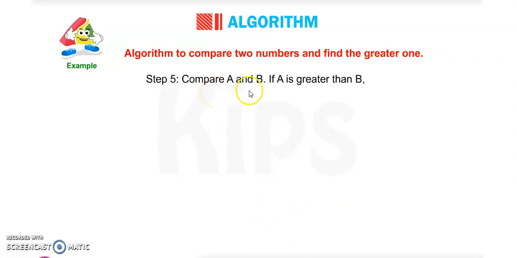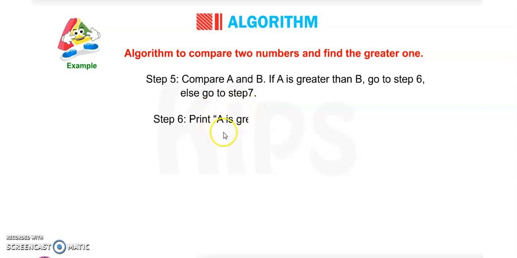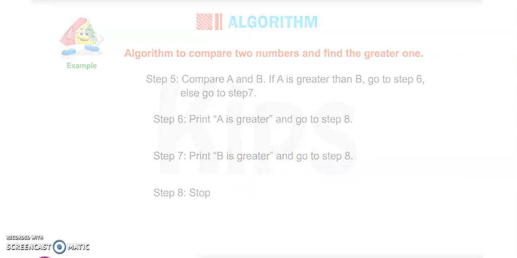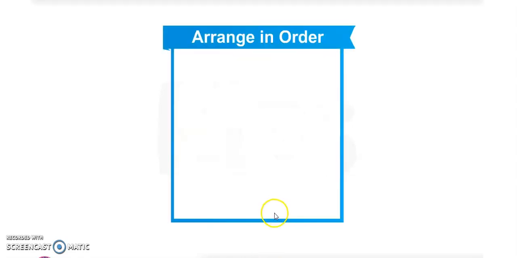Step 5, compare A and B. If A is greater than B, go to step 6, else go to step 7. Step 6 prints A is greater, and then it goes to step 8. Step 7 prints B is greater and goes to step 8. With this algorithm, we can compare two numbers to see whether they are equal, greater or smaller, so we can find the greater number.